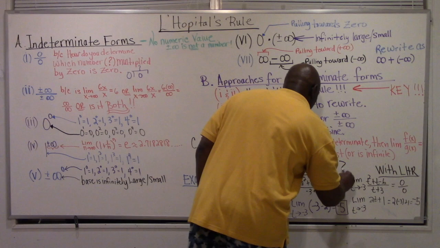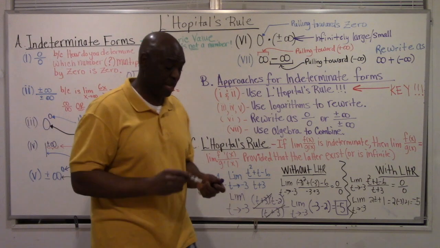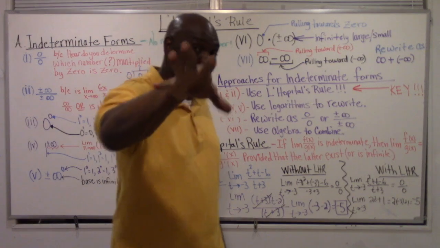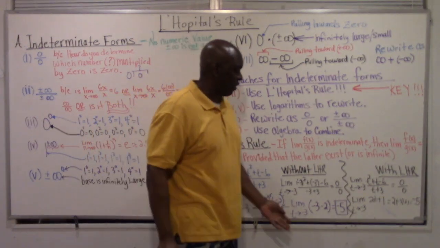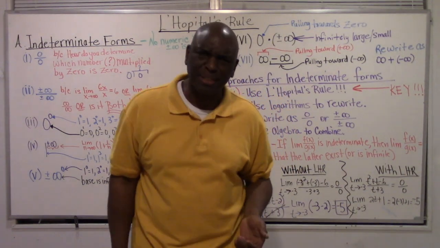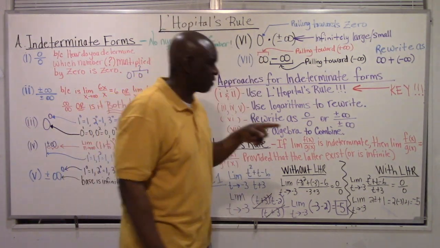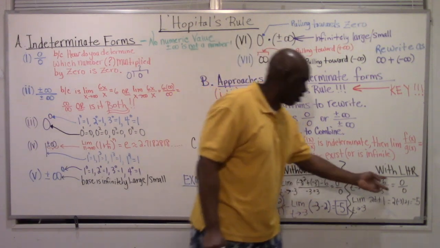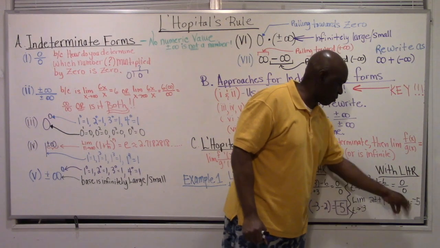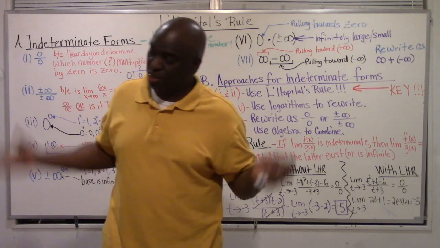So here we have with L'Hopital's rule and without L'Hopital's rule. Without it, you must know how to factor. Go back to algebraic skills, sharpen them up. With L'Hopital's rule, you need to know how to do calculus, like take the derivative. Indeterminate form 0/0, take the derivative, plug in negative 3, direct substitution, and we get the same output. Are we clear on it? Okay, let's go a little bit deeper now.